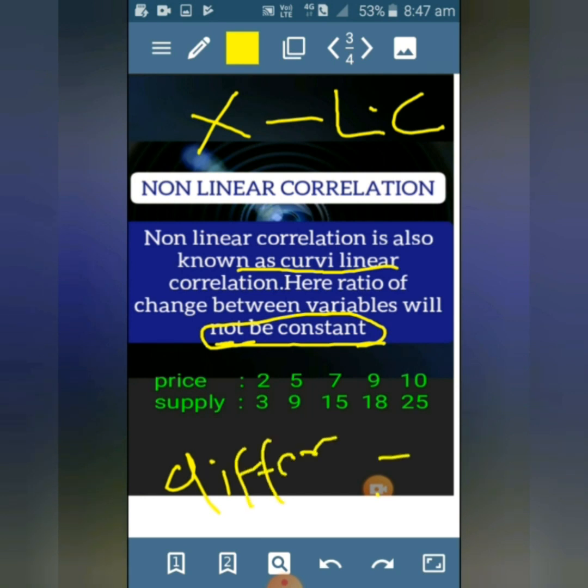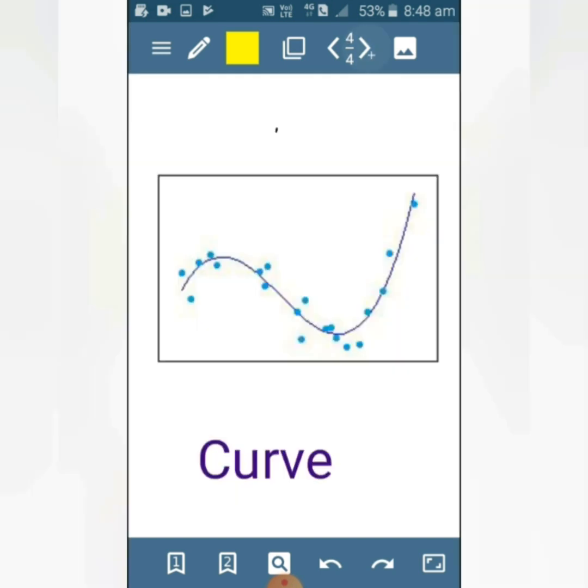We have an example here. Two variables, price and supply. Here the figures of price are 2, 5, 7, 9, 10 and the figures of supply are 3, 9, 15, 18, 25. When we analyze this example, we can conclude that the ratio of change between the variables is not constant. This is nonlinear correlation. And when we plot the figures of nonlinear correlation, the graph will be a curve, not a straight line. Okay, so this is nonlinear correlation.